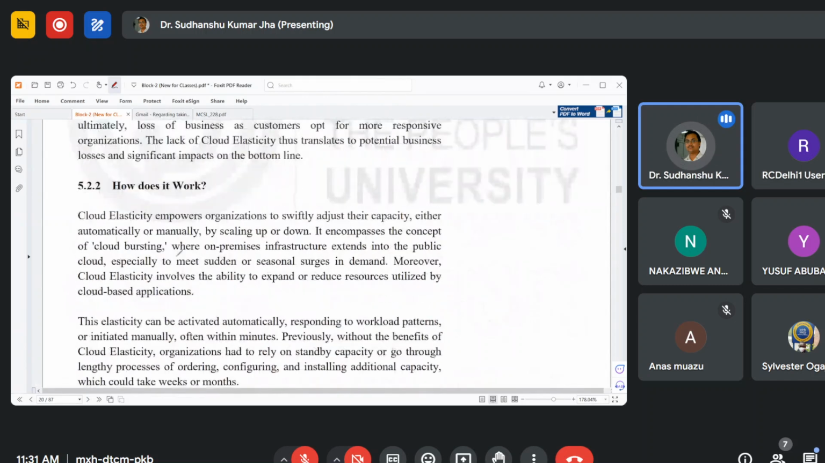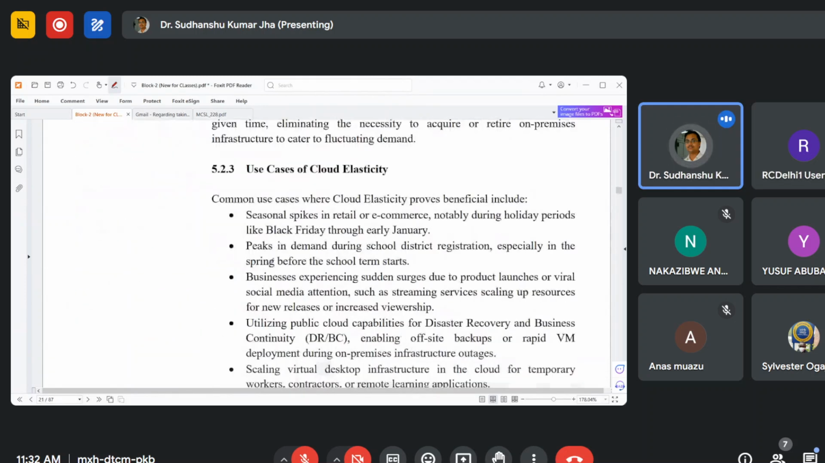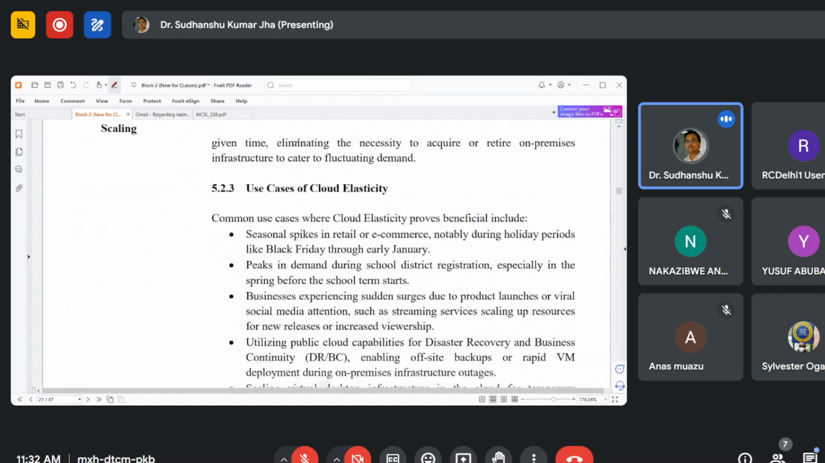So how does it work? Cloud elasticity swiftly adjusts capacity automatically or manually by scaling up and scaling down. How much needs to be scaled up, how much needs to be scaled down. Elasticity can be activated automatically, responding to workload patterns, or initiated manually, often within minutes. Very quickly, it estimates how much elasticity is required. So, common uses of cloud elasticity should be included.